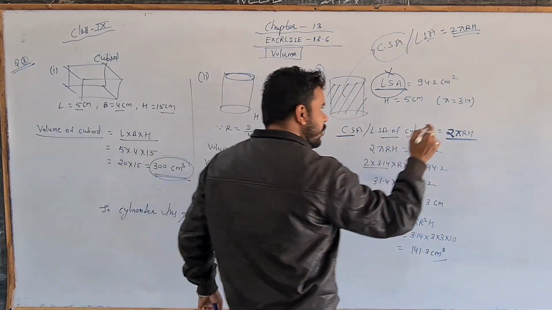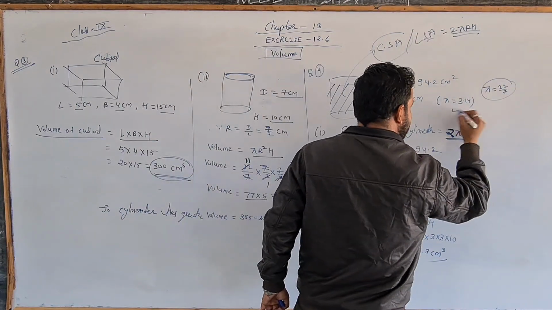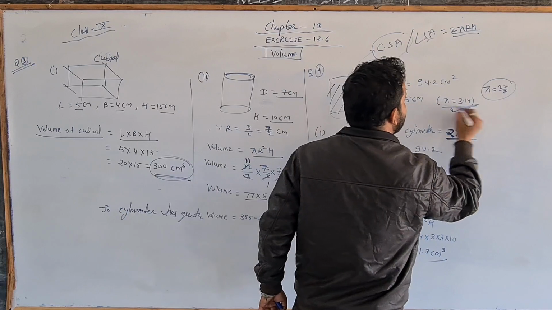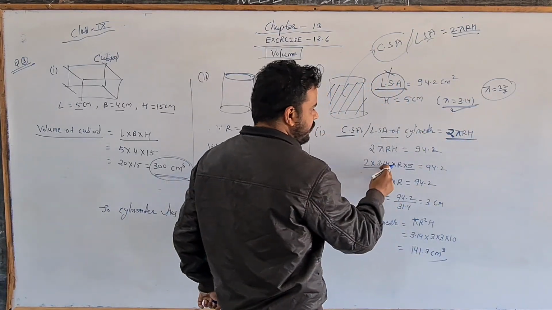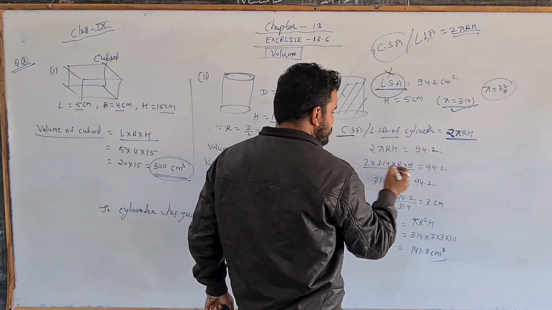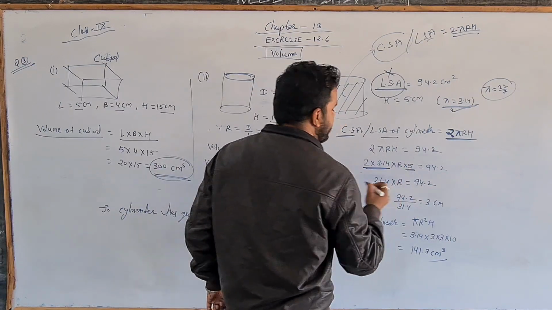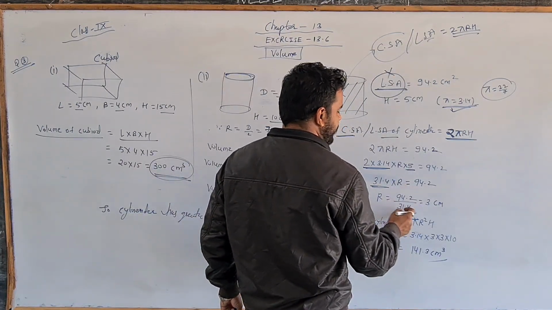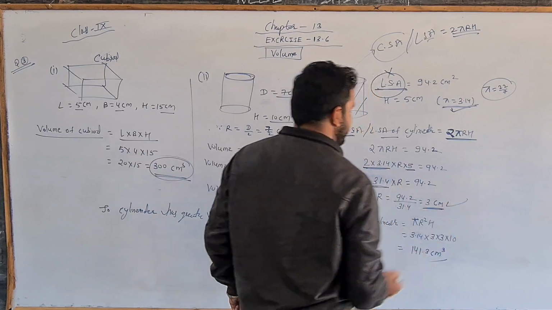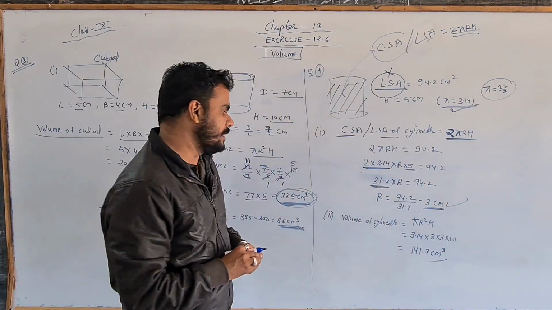Instead of pi, every time we use pi equals 22/7, but this time the question says use pi equals 3.14. So pi equals 3.14, r is not given, h is 5. So we multiply 2 into 3.14 into 5, then we get 31.4. Then r equals 94.2 upon 31.4, so 3 cm is our radius. This is our radius.